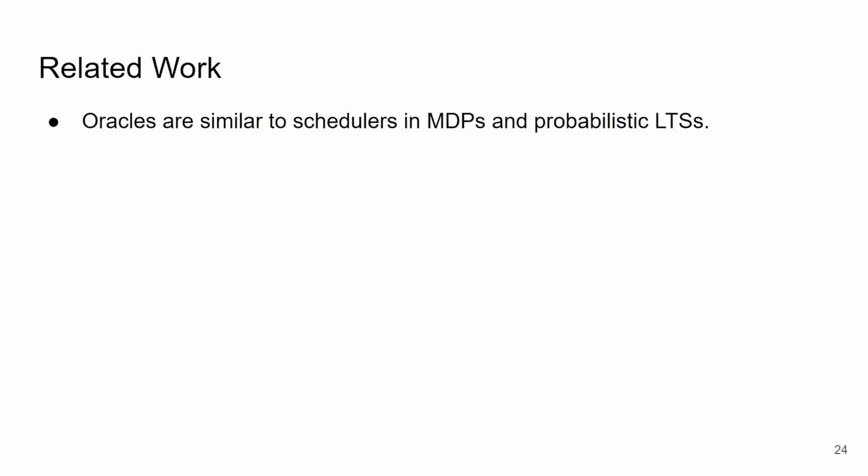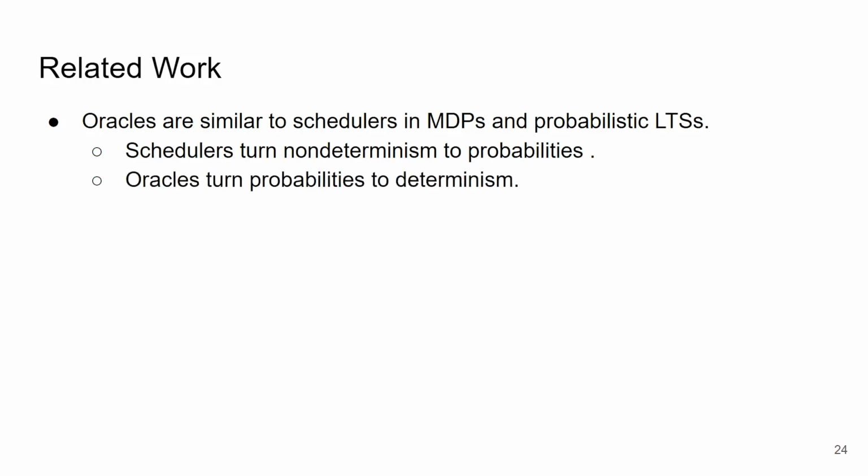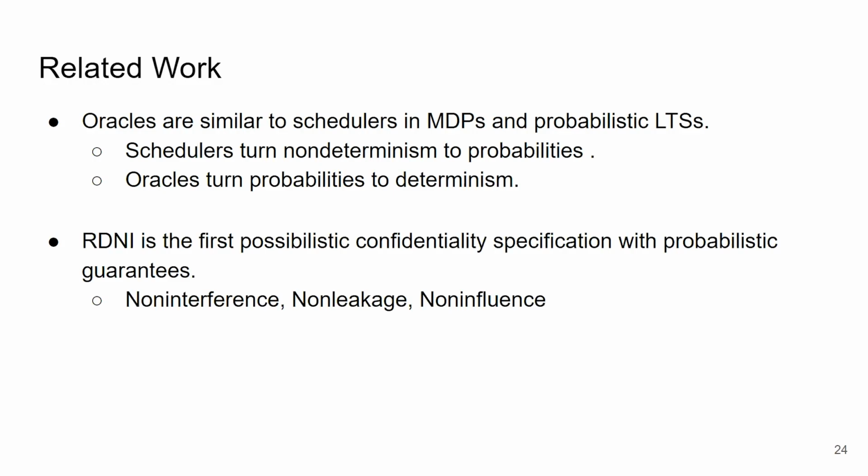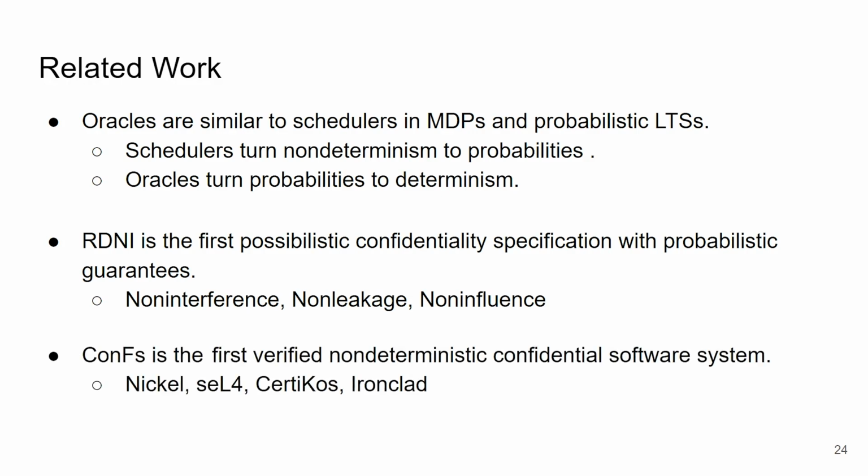There are numerous related works. Oracles are similar to schedulers in Markov decision procedures and probabilistic label transition systems. Key difference is that schedulers turn non-determinism to probabilities, and oracles turn probabilities to determinism. There are multiple possibilistic confidentiality specifications, but RDNI is the first possibilistic specification with probabilistic guarantees. There are other verified confidential software systems, but Confess is the first non-deterministic one.